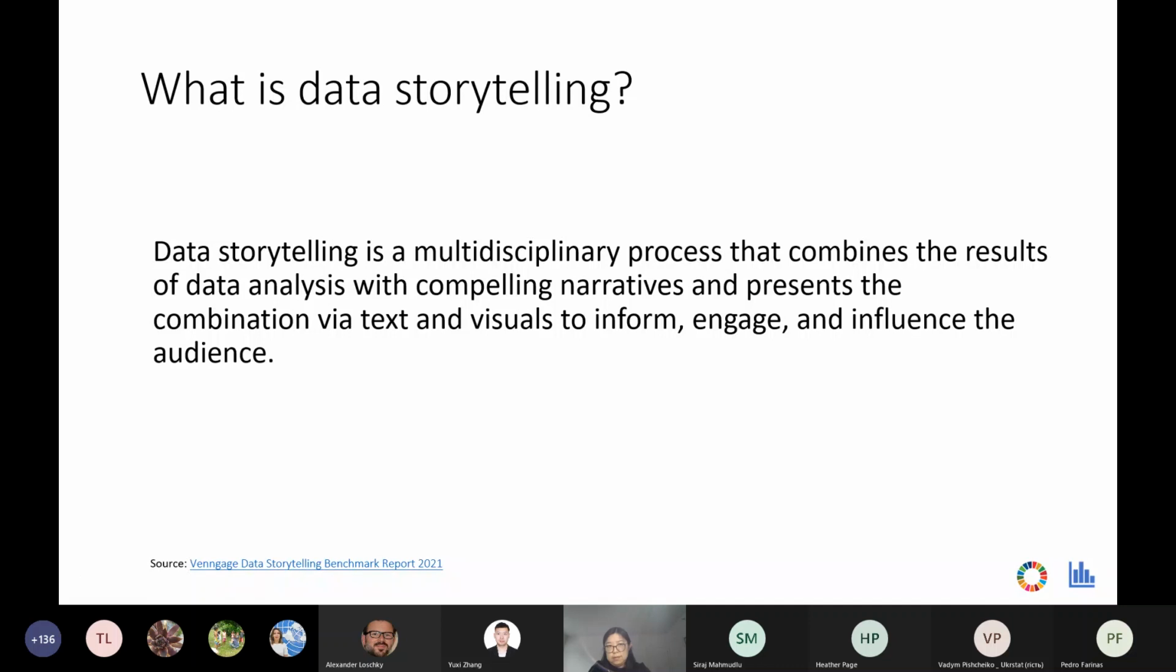So here's the core question. What is data storytelling? There are so many definitions of data storytelling, but I would say most of them contain the same core elements. The version I put up here consists of all the core elements. Let's read it together. Data storytelling is a multidisciplinary process. It is not only about data science, it's not only about analytics. This process combines the results of data analysis with compelling narratives and presents the combination via text and visuals to inform, engage, and influence the audience.